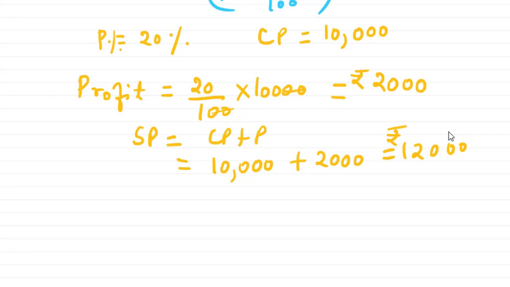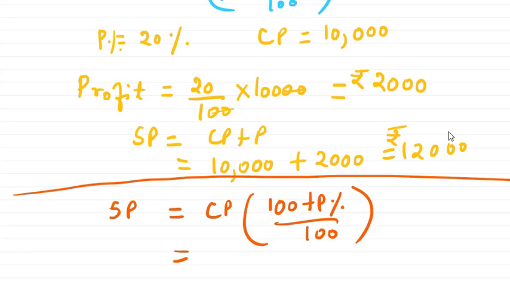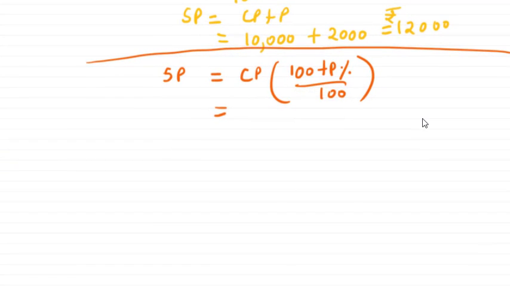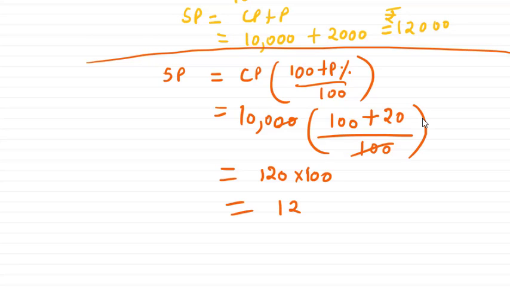In the second method, I told you we can use the formula directly: SP equals CP into 100 plus profit percent divided by 100. In this method, you just put the values and you get the answer directly. Here CP is 10,000, and the 100 I'll write as it is. The profit percent is 20, divided by 100. You just need to solve this. The 100 cancels with this one, so you get 120 into 100. Your answer will be 12,000.